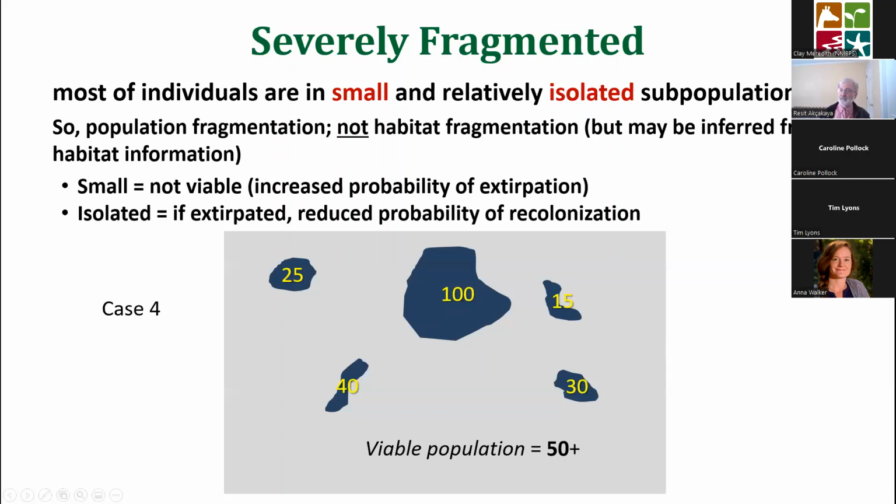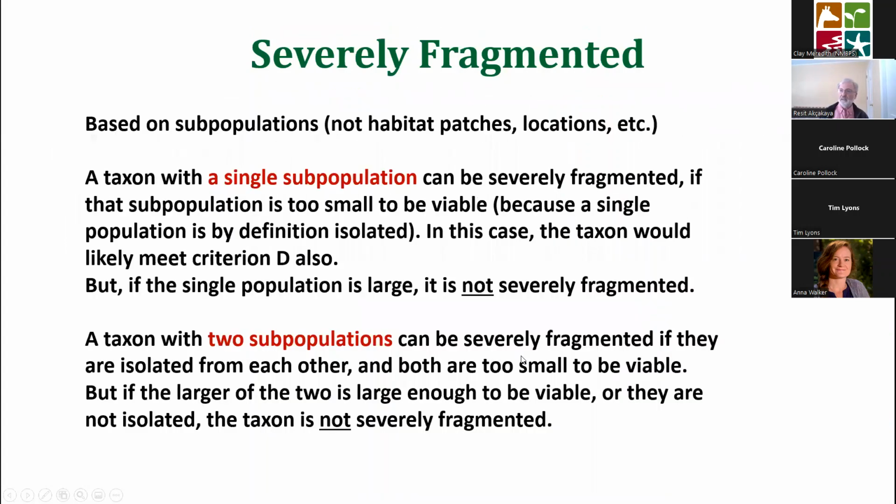Now, in this discussion, I assume that these are all isolated. Of course, if you have the same criteria of 50 plus, but you know that this is not isolated, this distance is not very large, and the species can easily go back and forth in between these two populations. Again, this will not be severely fragmented because the number of individuals that are in isolated and small populations then is only 30 plus 40 plus 25, which is less than half of the total number of individuals. So if these are not isolated, this will not be considered severely fragmented.